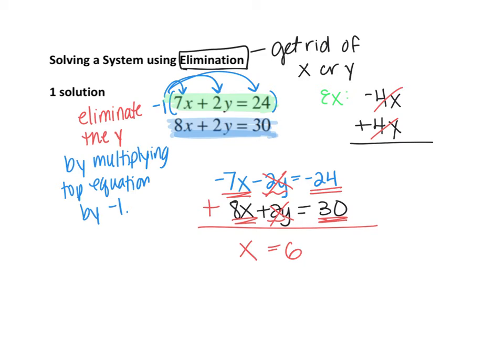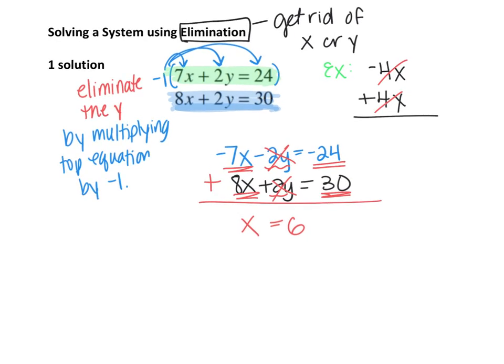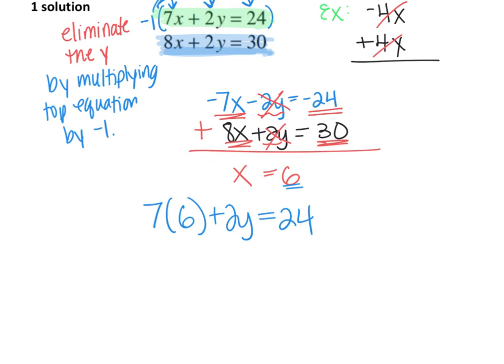Just because I'm going to choose the top one, I'm going to say 7. I know x is 6, so I'm going to take out the x, put 6 in its place, plus 2y equals 24. I only have to do that for the top one, because this is now going to solve for y. Again, I follow my order of operations. 7 times 6, I believe, is 42. Whoops. And that equals, plus 2y equals 24.